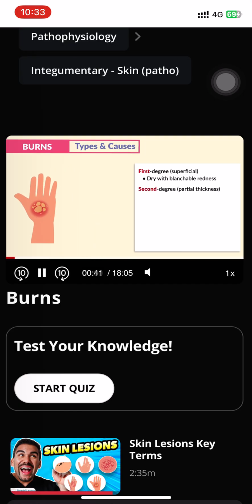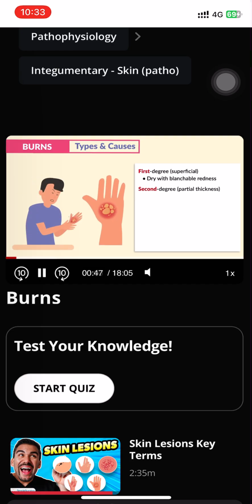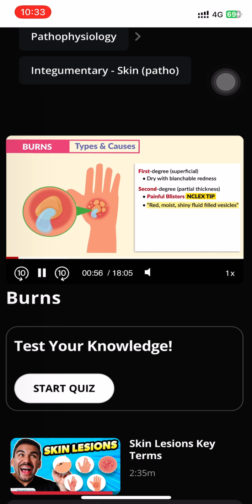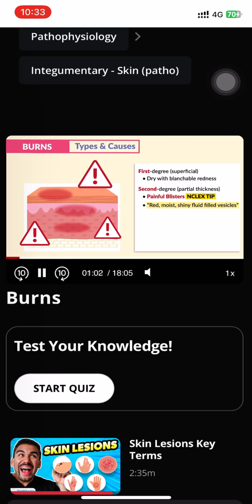Now, second-degree burns, called partial thickness burns, we have both the epidermis and dermis that are damaged. So the key sign to know is painful blisters, huge NCLEX tip. So write down these keywords here: red, moist, and shiny fluid-filled vesicles, or basically blisters that often leak fluid. So just think 2 layers of skin for second-degree burns.